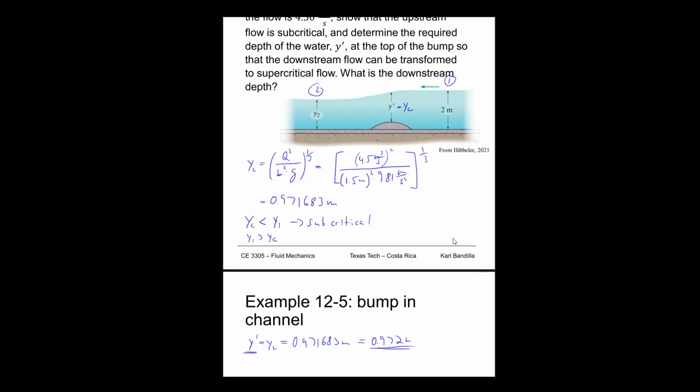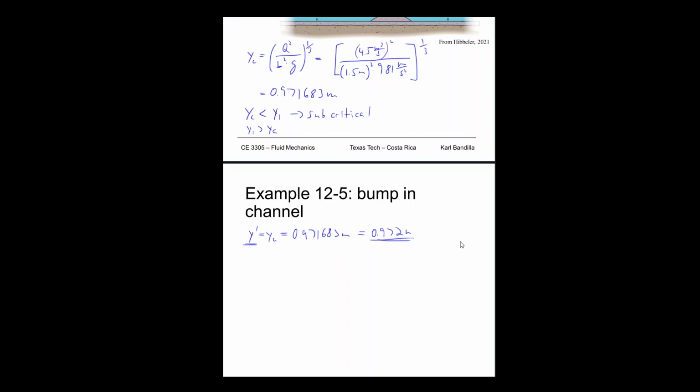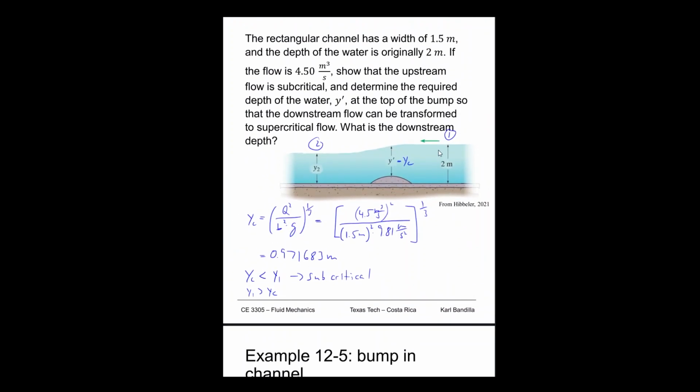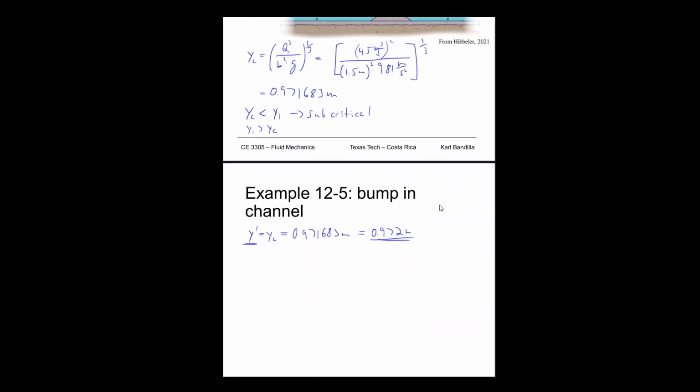And then the last one is what is the depth downstream. That's the shortest part of the question, but of course it's going to take us the longest. Because again, just like with other examples, we'll calculate what the specific energy is at 1, we'll calculate what the specific energy is at 2, and they have to be the same because there's no change in elevation. All right, so we can start out at 1.